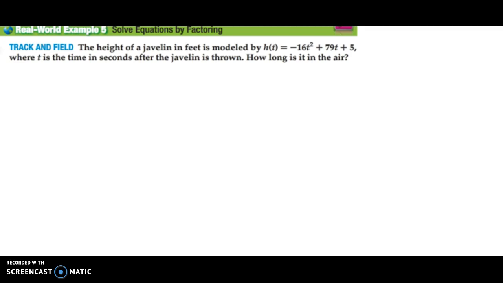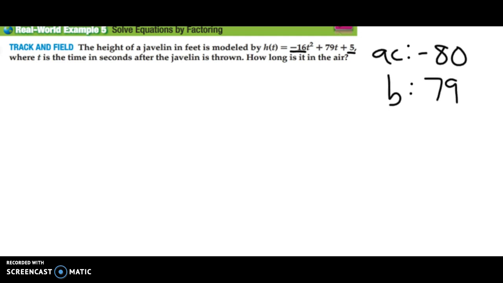So I solve this the same way I did before. I look at my a times c. So negative 16 times 5 is going to be negative 80. So my AC is going to be negative 80. And my b then is going to be 79.